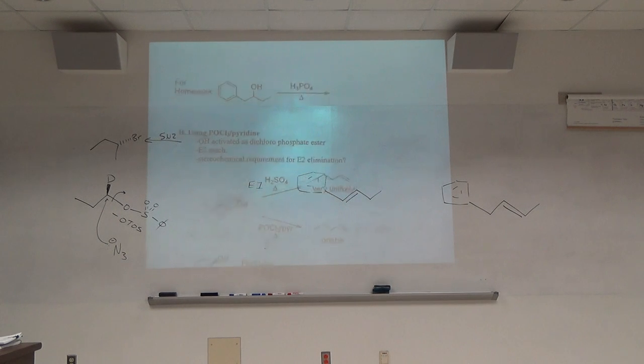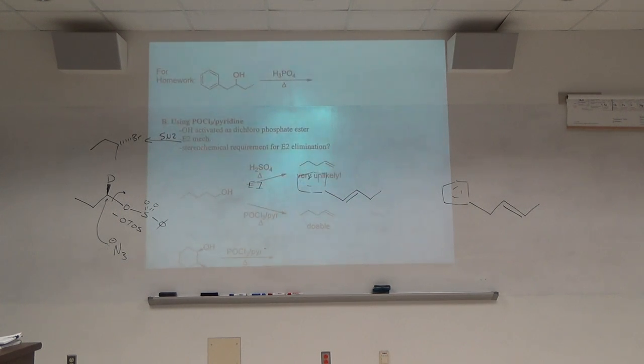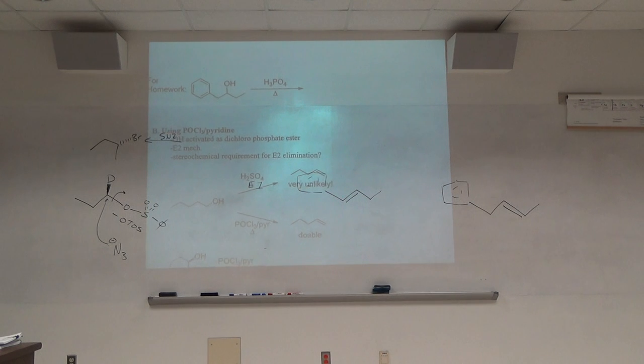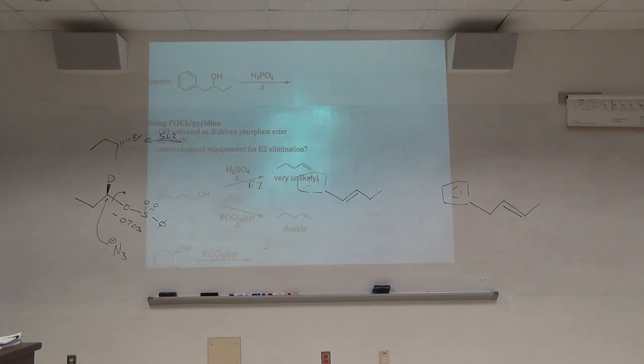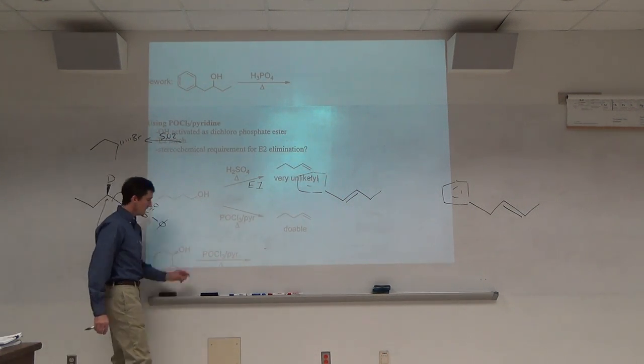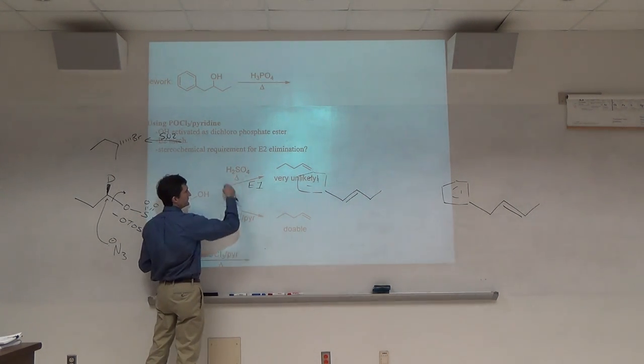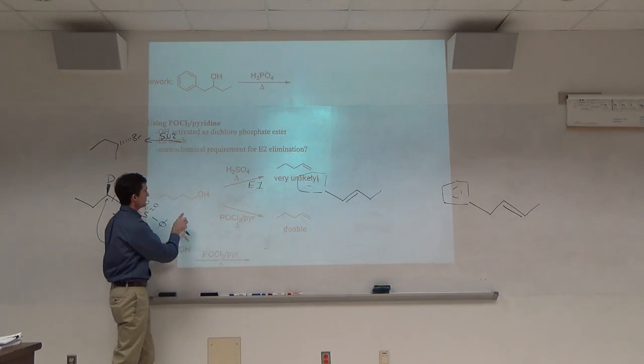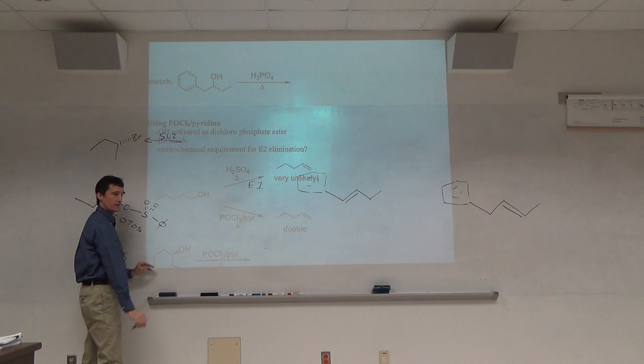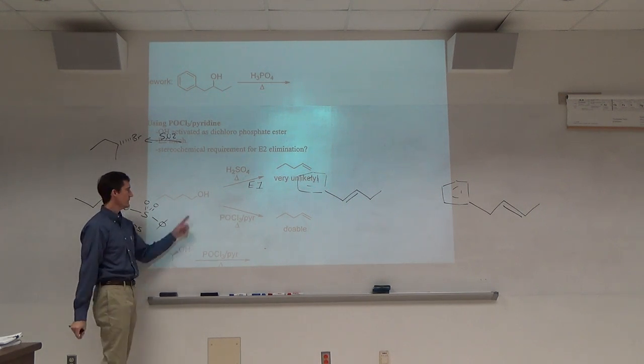POCl3 and pyridine is a way to dehydrate alcohols by an E2 mechanism. It'll be better for primary alcohols because trying to dehydrate them by an E1 is very difficult, because you don't want to make a primary carbocation. Not only do you not want to, but that molecule doesn't want to.